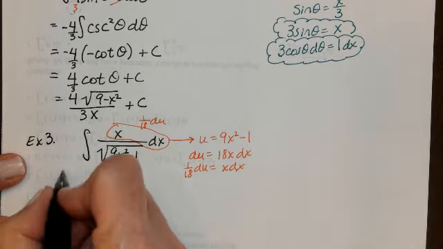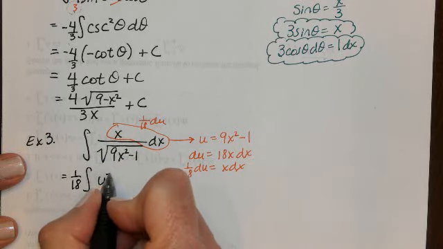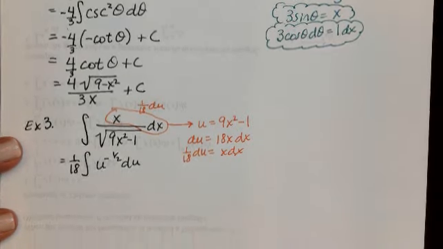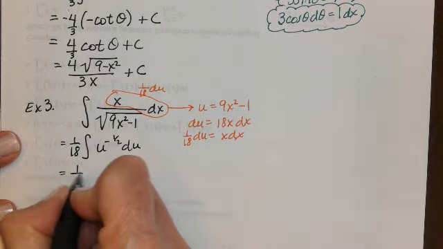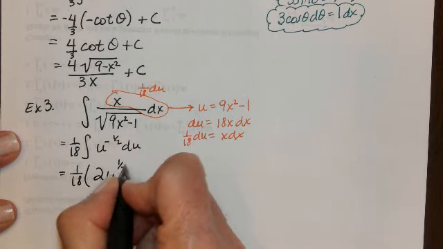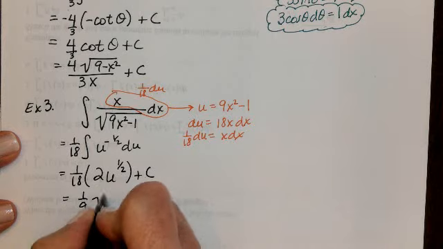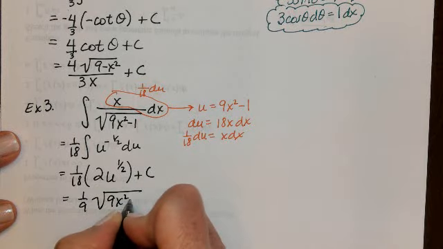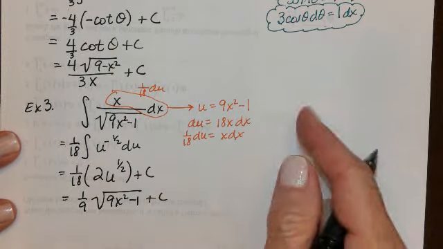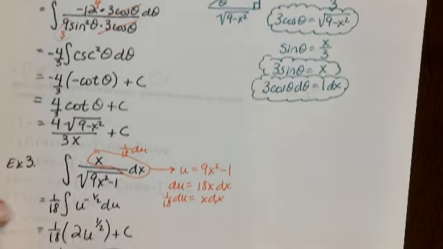And then I would have 1/18 integral u to the negative 1/2 du. And now it's just a power rule. So 1/18 times u to the 1/2 times 2 plus c. Go back to x's. And we're done.